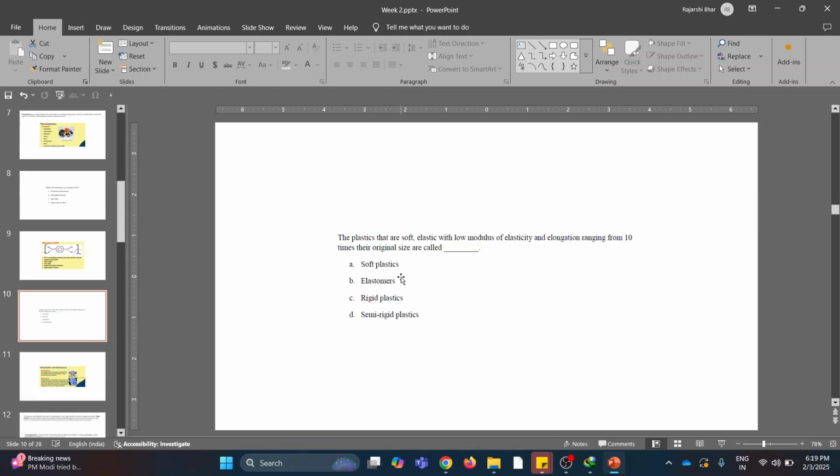So coming to the next question, the plastics that are soft, elastic, with low modulus of elasticity and elongation ranging up to 10 times their original size are called.